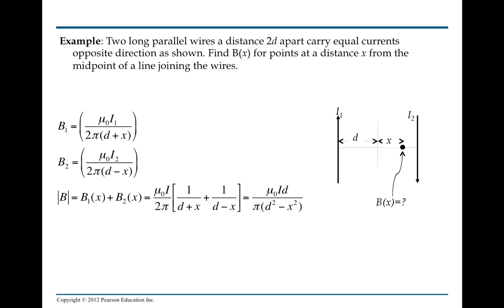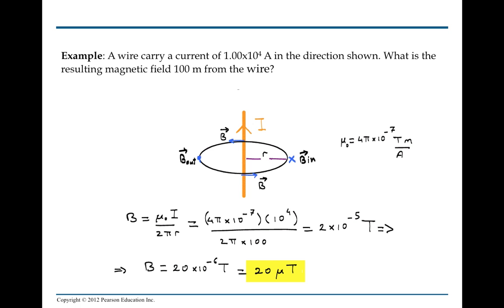Remember they both add because they are both into the page. Whether I define into the page as negative or positive, they will add. The only thing I have to worry about is the distance between the point and this wire, and the distance between the point and the other wire. For this one it is D plus X, and for the other it is D minus X. You do the math and find the total magnetic field, and it's into the page.